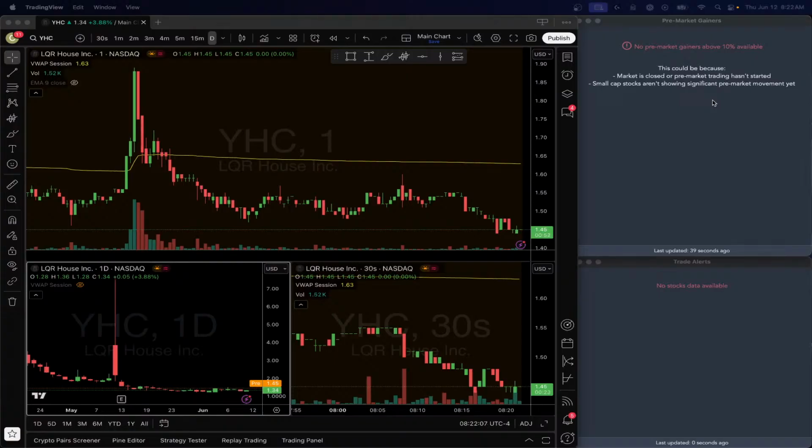I just don't like showing stuff in a scanner with only a couple hundred shares trading. There's no reason to even think about trading that. And I don't even trade something if it's a couple of thousand. I mean, it has to be pretty significant.